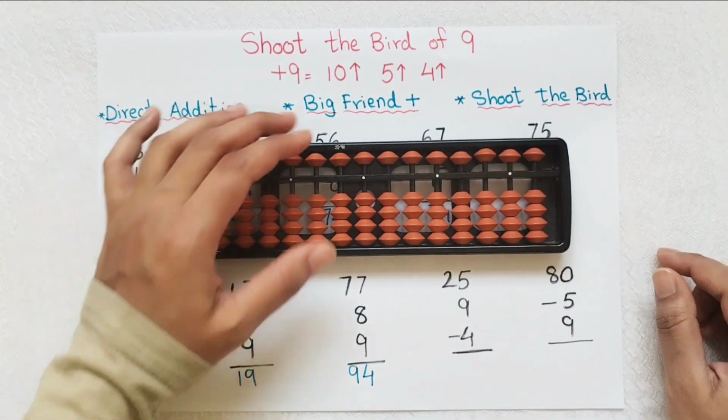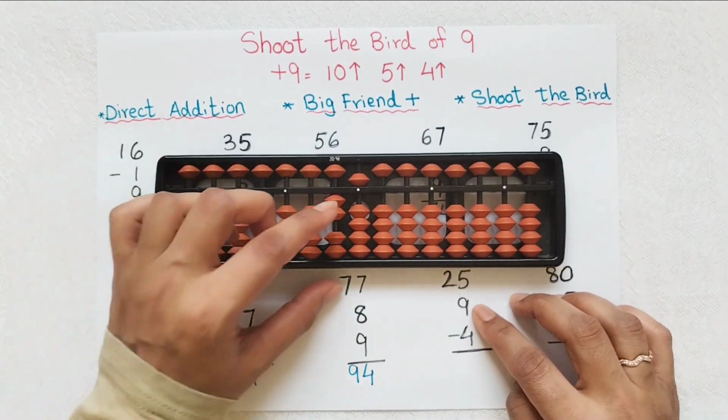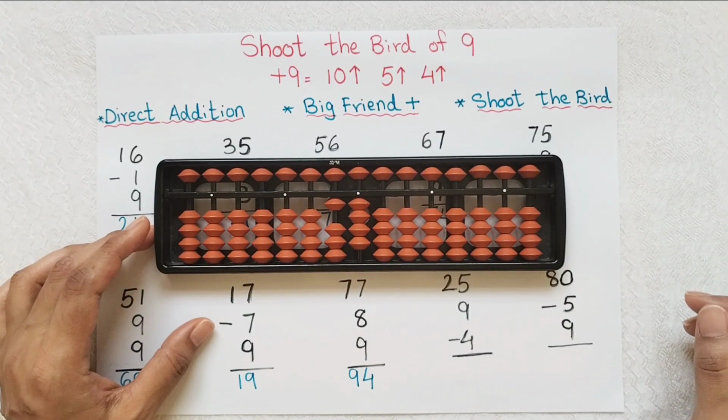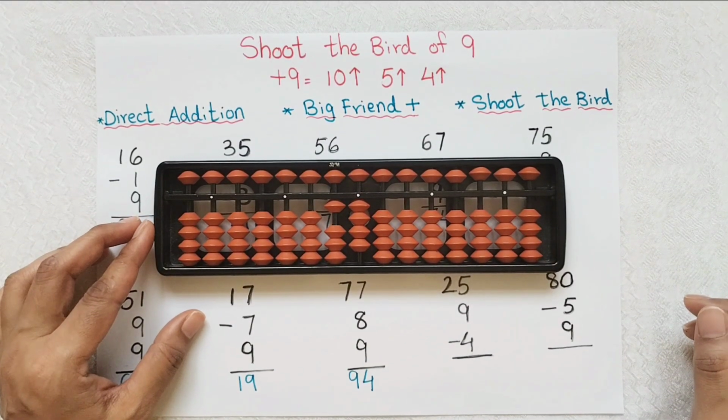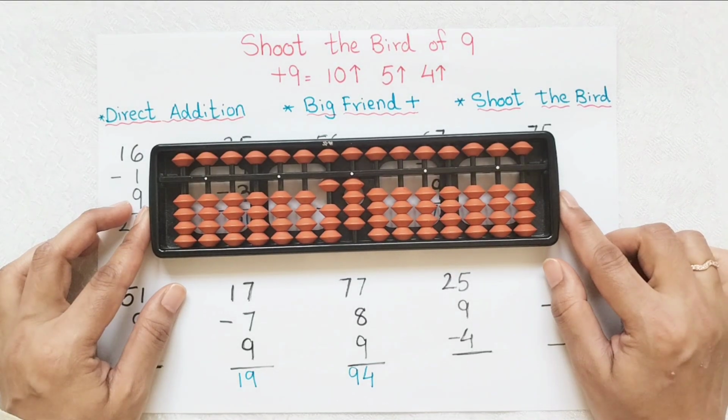25 plus 9 less 4. 25 plus 9. How will I do plus 9? Is it correct? No? Did I do some mistake here? Yes, I made a mistake.